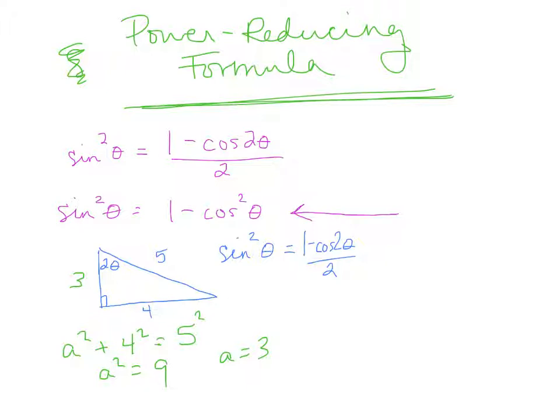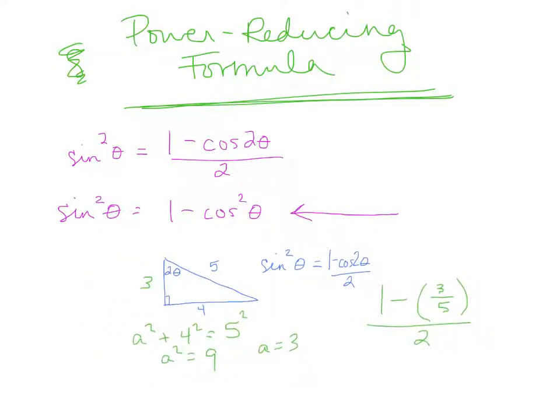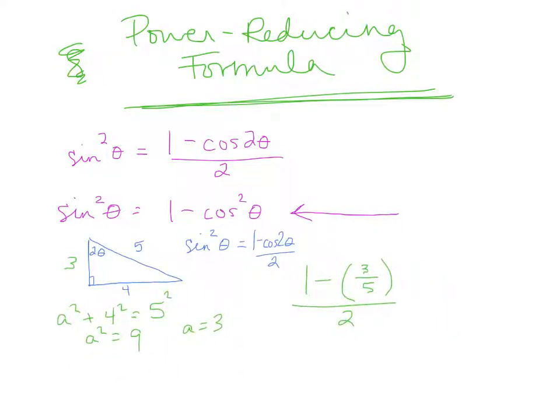Now I can fill it into our formula. It's 1 minus the cosine, which is the adjacent over the hypotenuse, and then all that is over 2. Now that's gross looking. We're going to simplify it. 1 minus 3/5, we need to change that. Right, so that's just 5/5 minus 3/5. So we have 2/5 over 2. You can't leave a fraction inside a fraction, it's ridiculous.